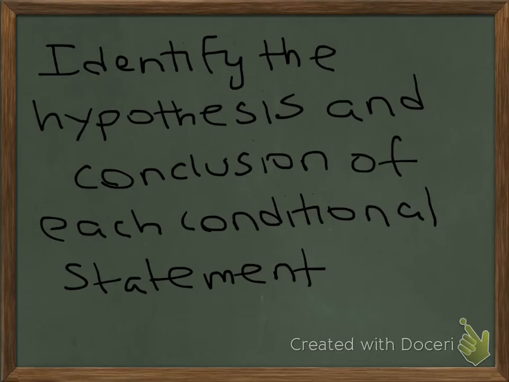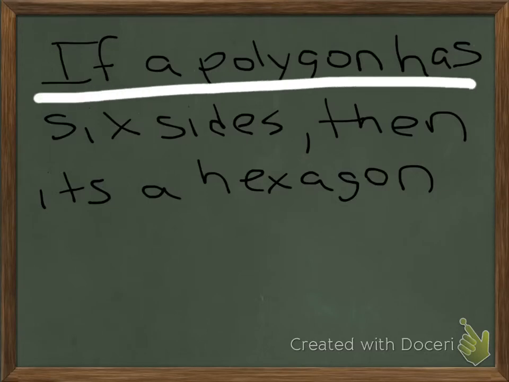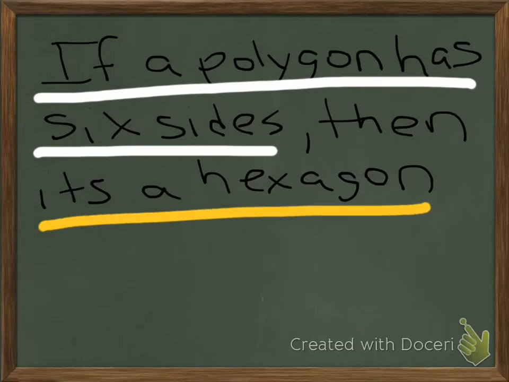So we're going to identify the hypothesis and conclusion of each of these conditional statements. We're going to look for where it has an if and a then, and if it does not have an if and a then, we're going to make it in if-then form to make it a little bit easier. So if a polygon has 6 sides, then it's a hexagon. If we're identifying the hypothesis, we look for the if. So the hypothesis would be this part of the sentence, and then the conclusion would have the then part, so it would be this part of the sentence.